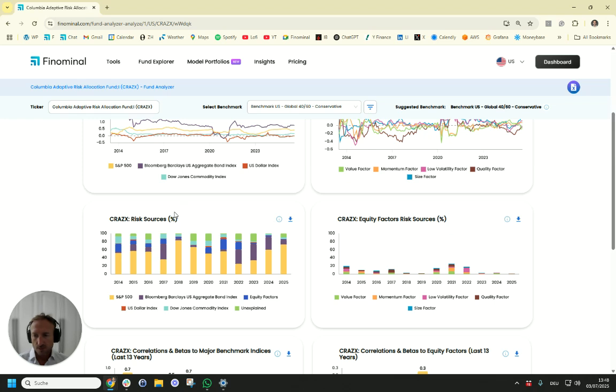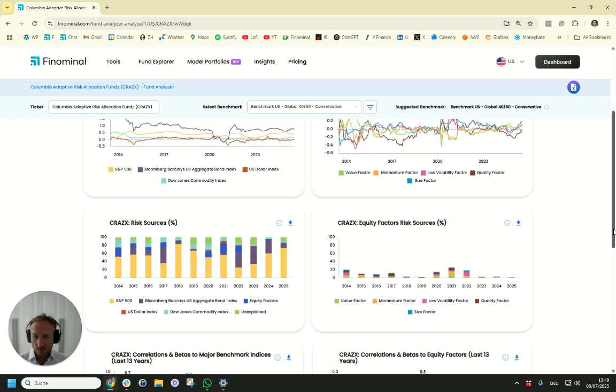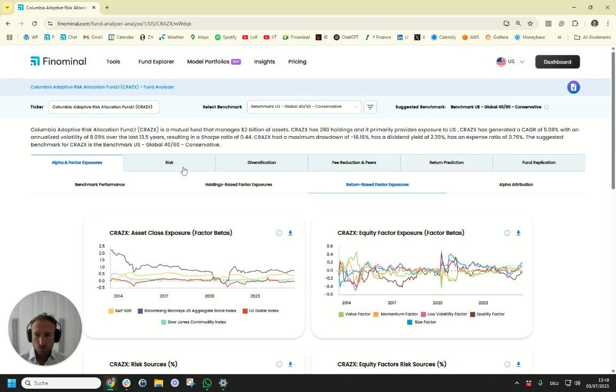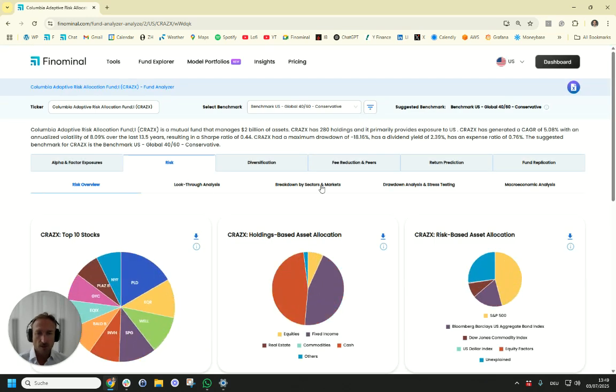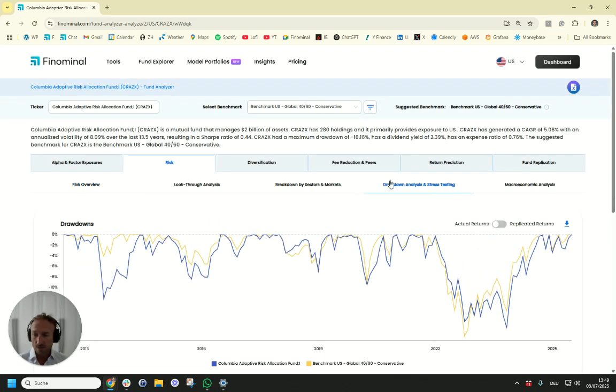If you want to change your perspective to risk, we do see that there have been changes in allocations across the years, but most of the risk is explained either by the US stock market or US bonds. Now, that's from a risk perspective. Let's move on to risk and see if Colombia's risk-based asset allocation framework has actually allowed them to do better in times of market stress.